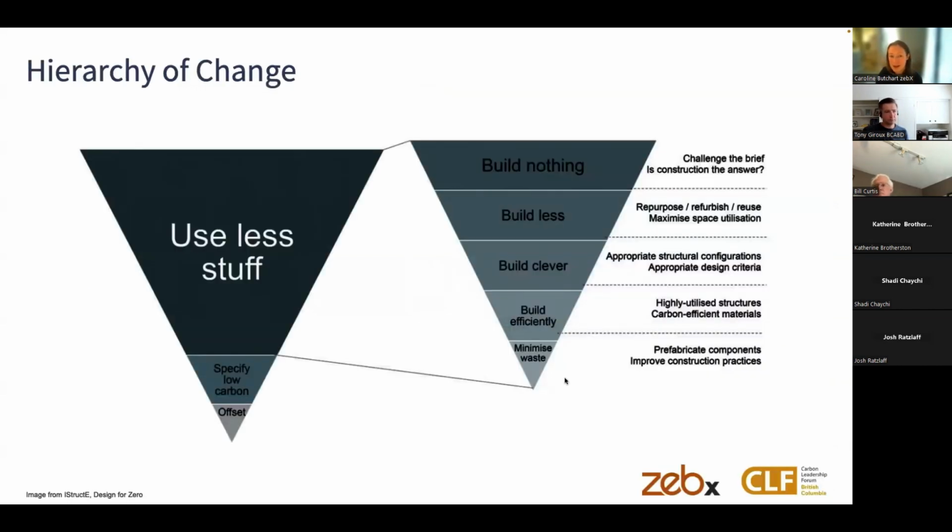So just a reminder that by moving from this kind of specify low carbon world that a lot of people are working in right now, and up into the use less stuff world, we can really see the biggest savings in embodied carbon.